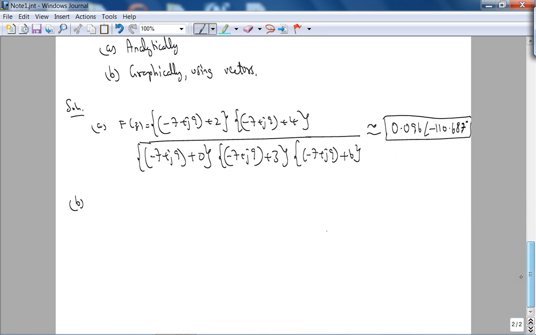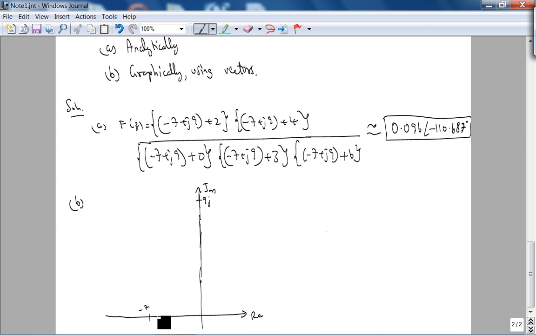That is, looking at the graphical approach, what we're going to do is we're basically going to draw vectors from the poles and zeros of this transfer function to our point. So I'm going to exaggerate this a little bit. I'm not going to draw it to scale, but let me see if I can at least make it a little believable. So let's say this is the imaginary axis. This is 9j. Then negative 7 is somewhere over here. So then what do we got?